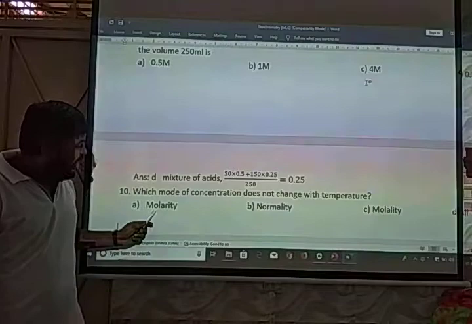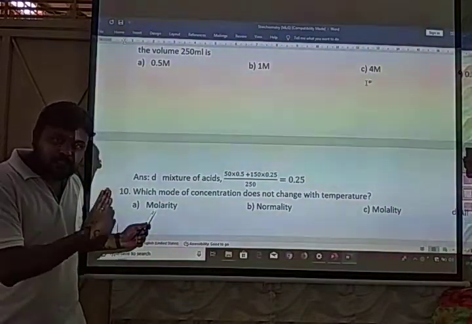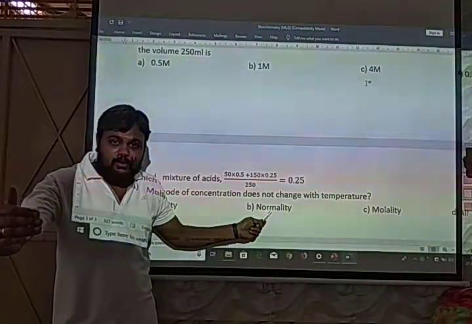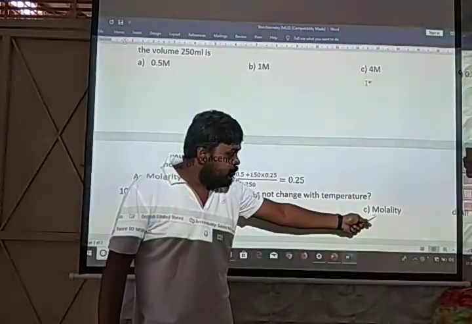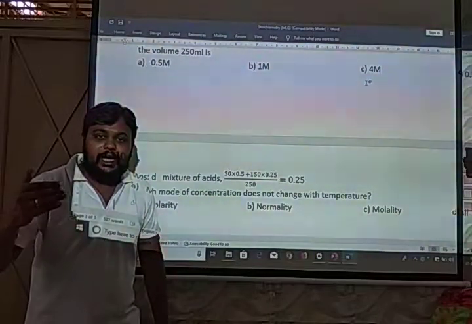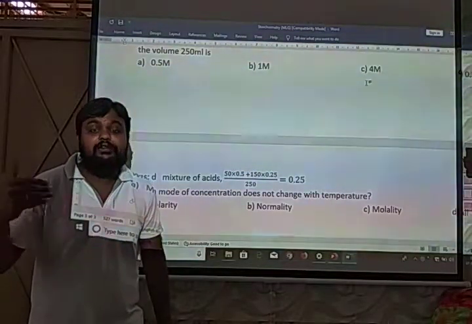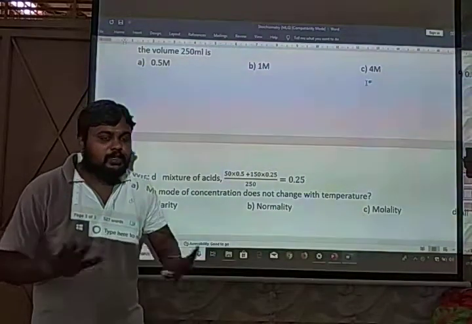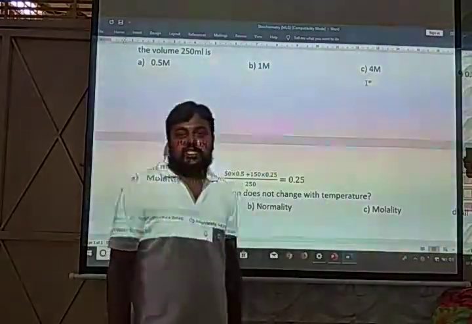So where volume is not present, that is temperature independent. Here molarity is given, that is number of moles divided by volume in liter. Volume is present, so it is temperature dependent. Similarly, normality, that is number of gram equivalents divided by volume in liter. Here also volume is present. Molality is calculated using the formula number of moles divided by weight of solvent in kg. Here volume is not present. So that's the reason molality is temperature independent.